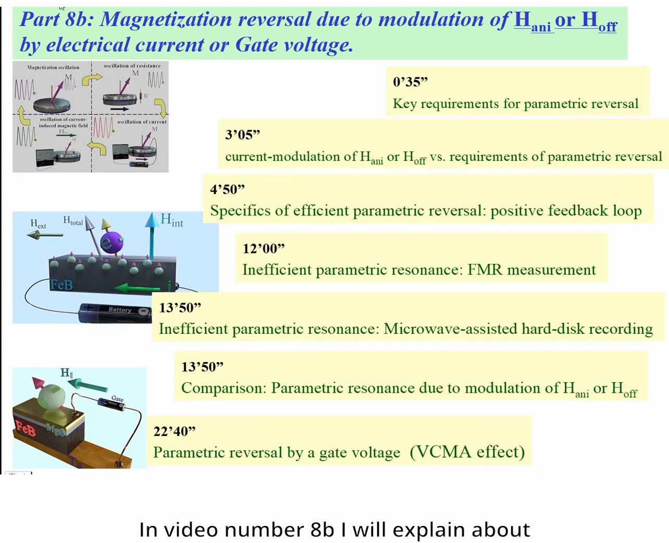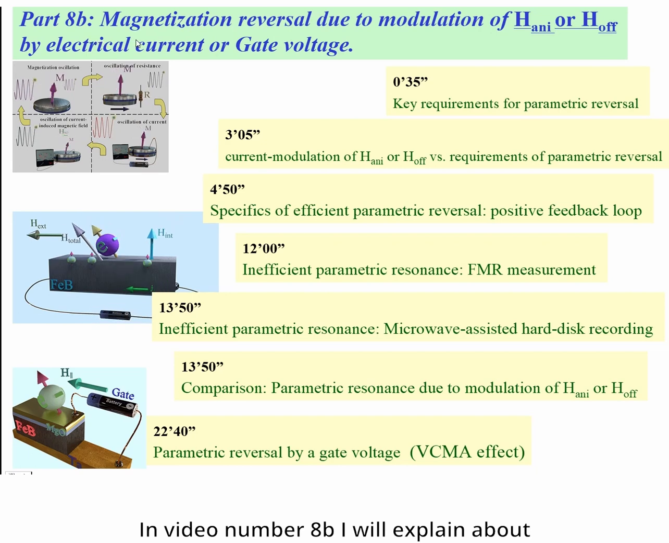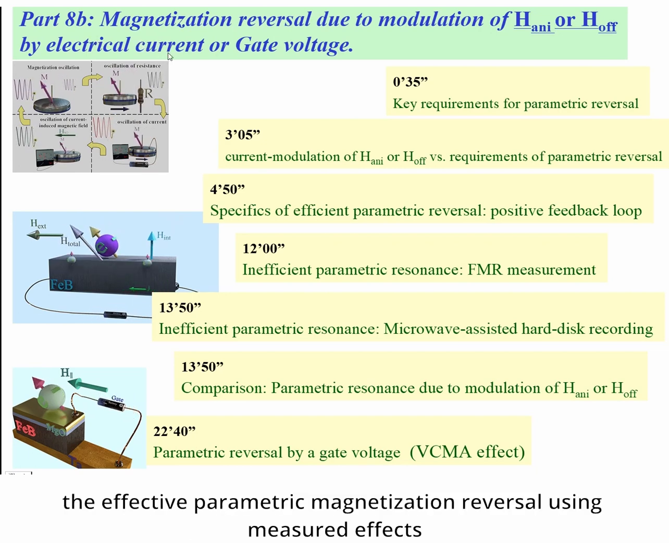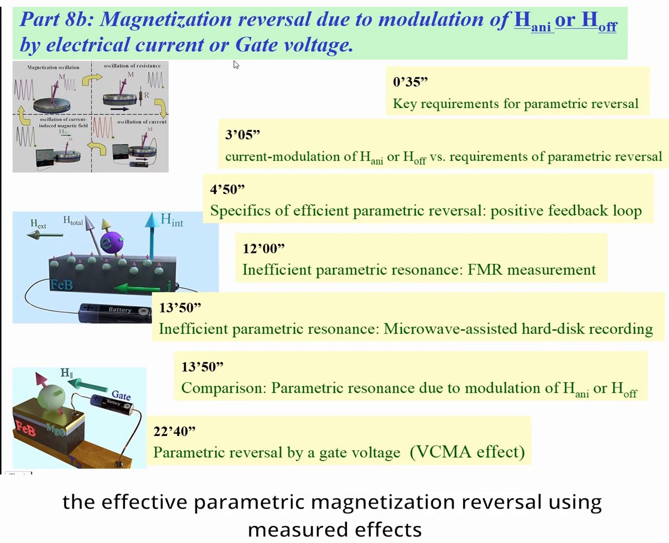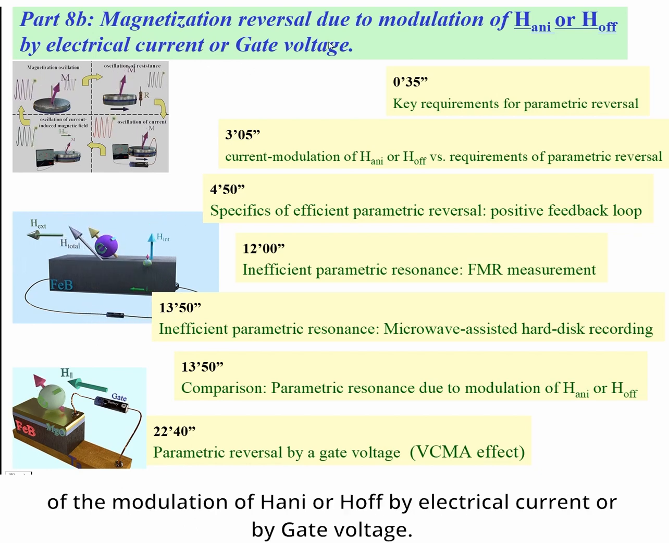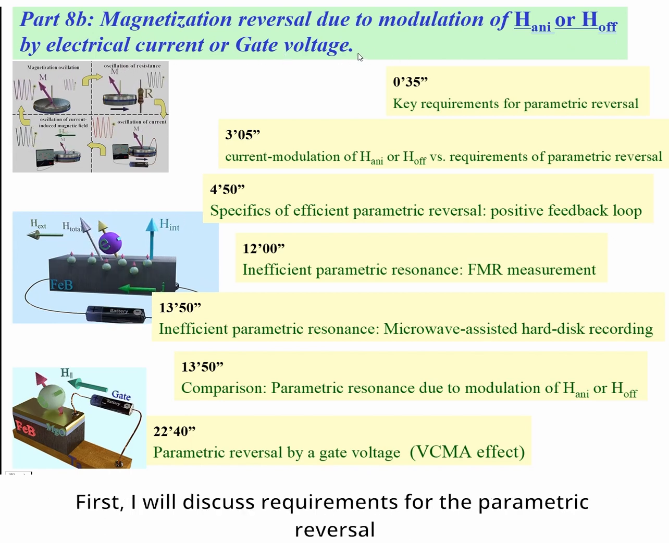In video number 8b, I will explain about the effective parametric magnetization reversal using measured effects of the modulation of anisotropy field and offset field by the electrical current or by the gate voltage.